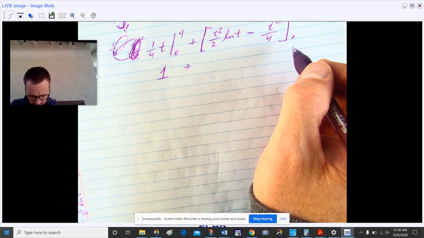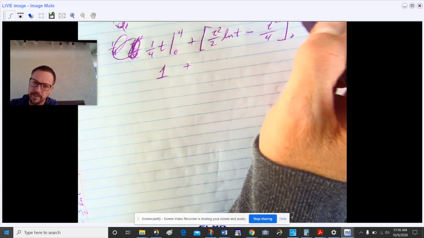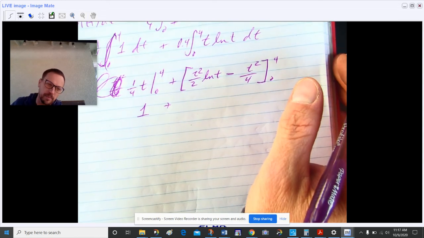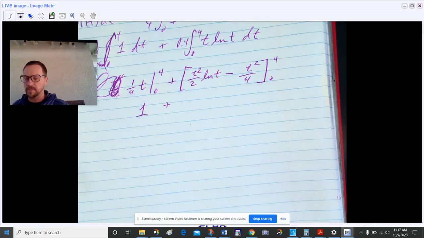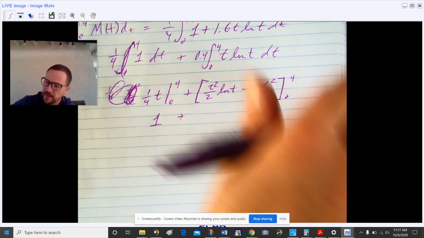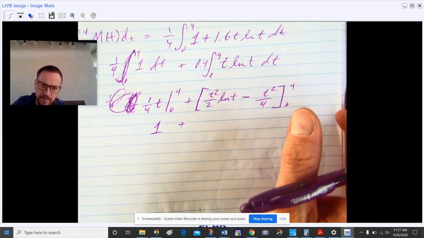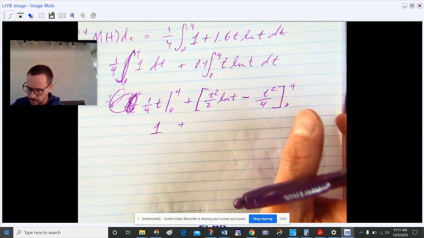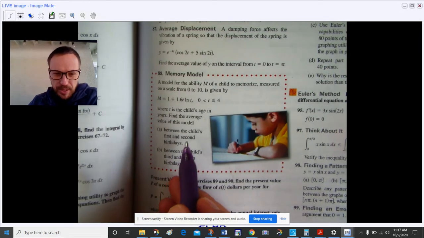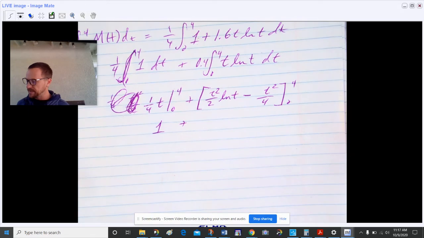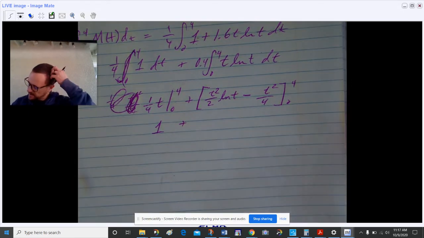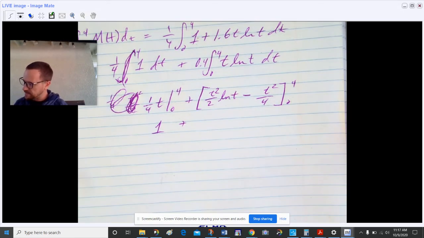Oh, whoops. I'm like, wait a minute, we got a problem. That's an improper integral right there because there's an asymptote at 0. So where did I make my mistake? Well, if you had the book open and looked really quick, it said between the child's first and second birthdays to start off with. So, whoopsie. Let's go back and adjust some of this.